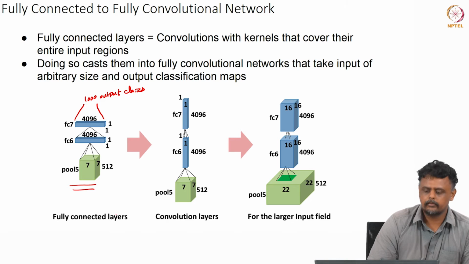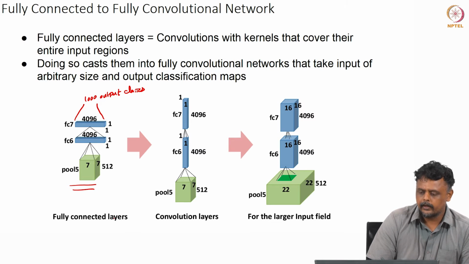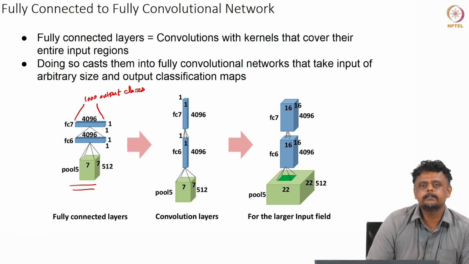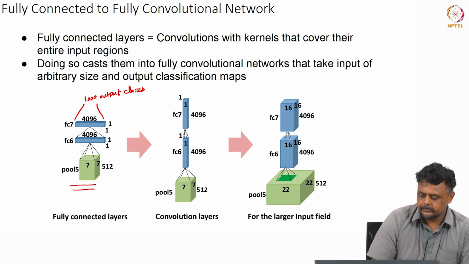Softmax, 1000 way softmax if you want. So how do we convert this into a fully convolutional layer? In order to accomplish that, we would just define filter kernels that cover the entire input region. So for instance, we can define 512 filters.